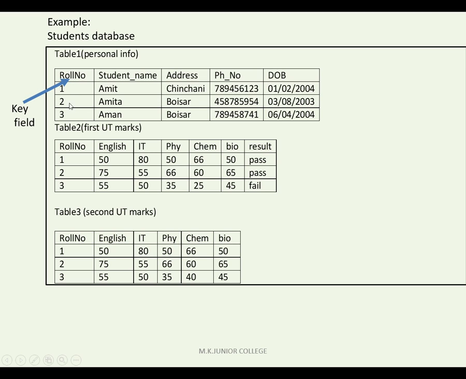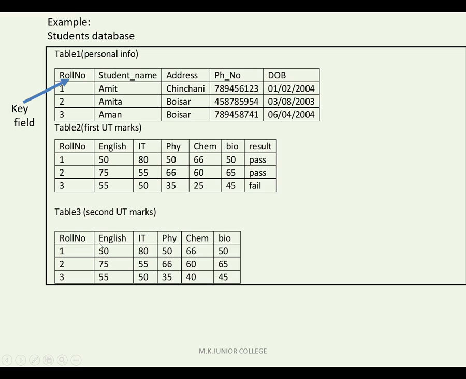Why primary key? Because this roll number is unique. Suppose there are records of 80 students, then all 80 students will have different roll numbers. There will be no repetition. So that's why it is called a key field or primary key or unique key in my table. I will consider this roll number as the primary key of my table. The same roll number I am using in the second table also, so in the second table also this roll number is a primary key.